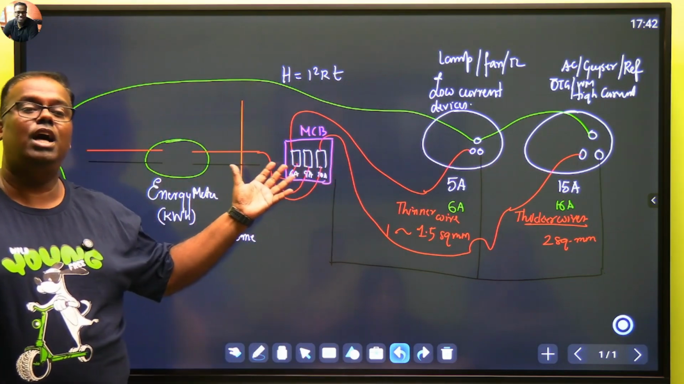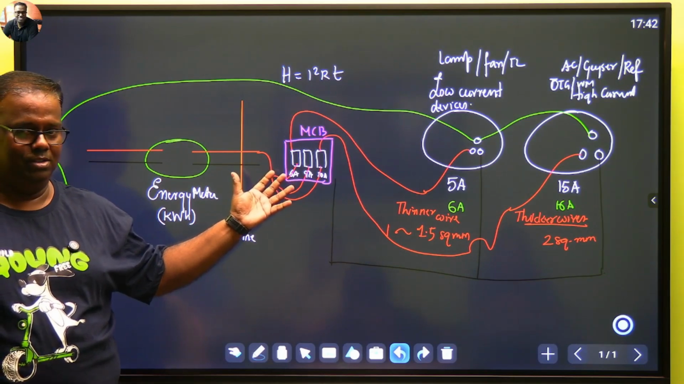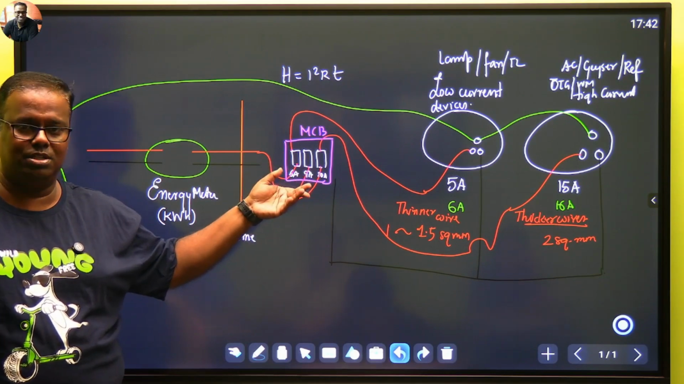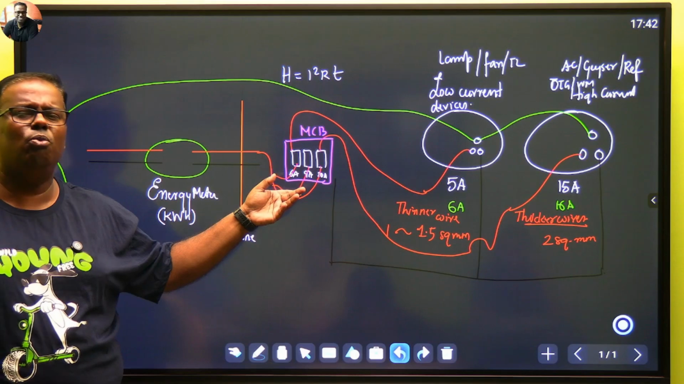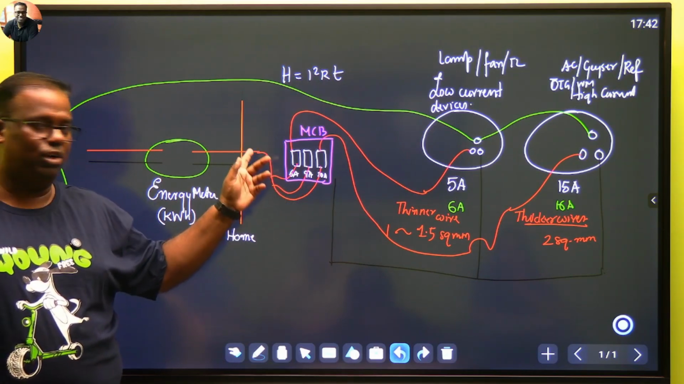MCBs are very selfish. They protect equipment, not human life. Because it will trip only when the current is more than 20 amperes. To kill you, how much do I need? 1 ampere. 0.8 amperes is sufficient to kill you at 240 volts.